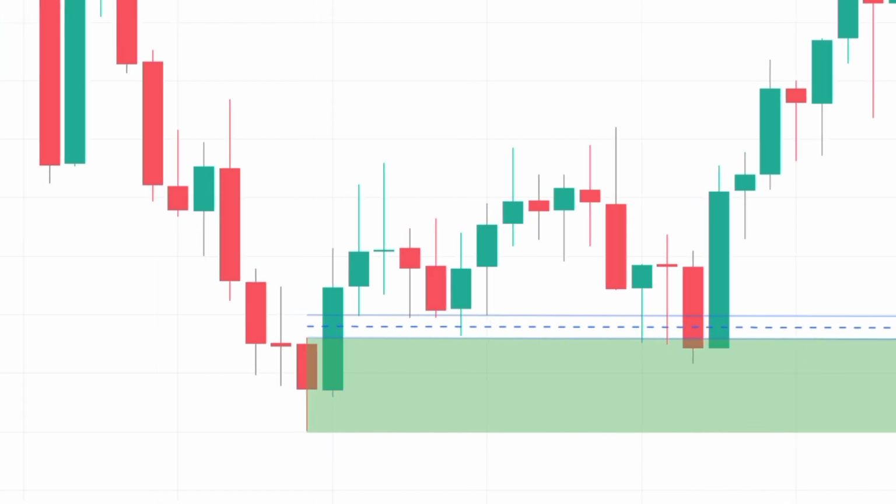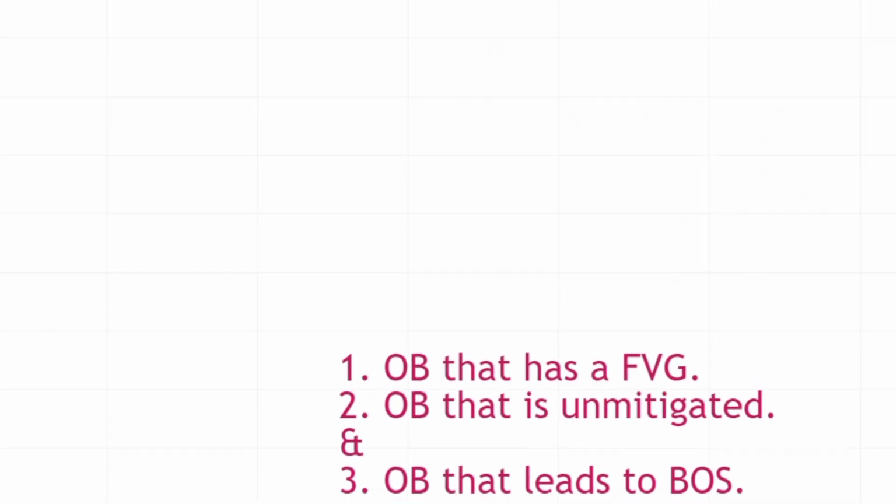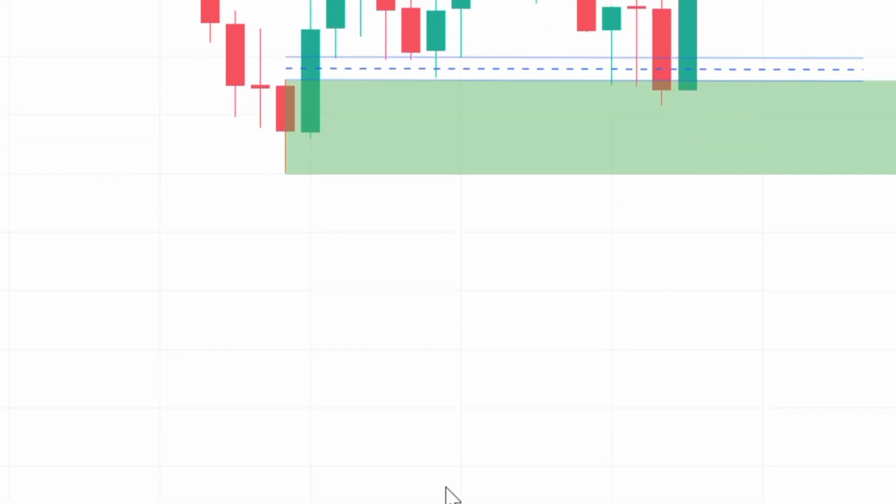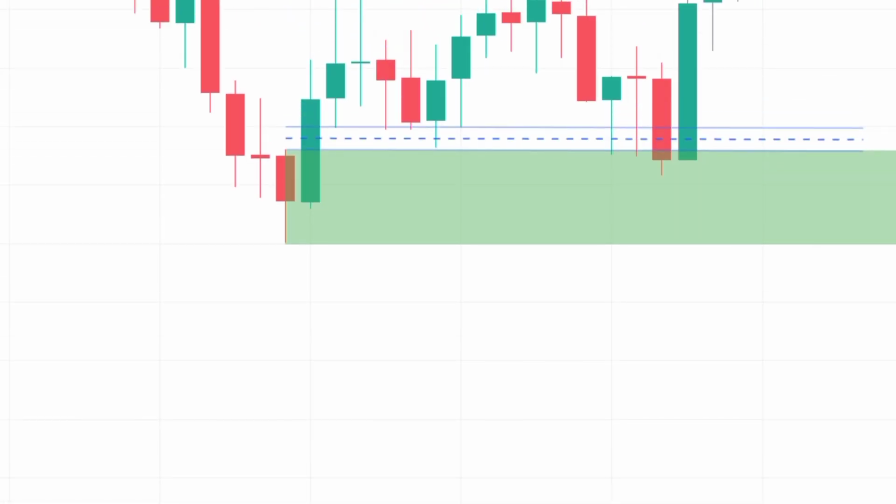Now, on our table, we have the second criteria to be an order block, that it is unmitigated. Pay very close attention to this. What does it mean to say an order block is unmitigated? This area you marked out, ensure that price has not stepped into this area.